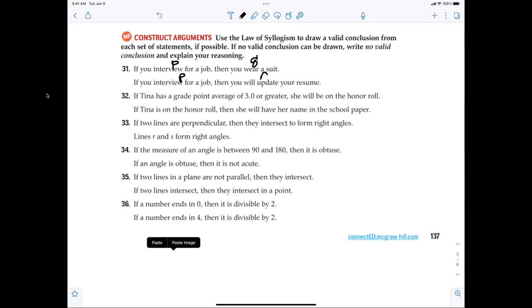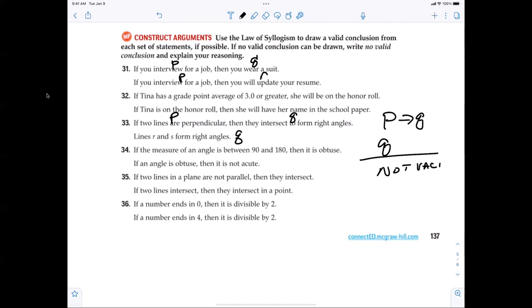All right, let's look at 33. If two lines are perpendicular, then they intersect to form right angles. That's P. Q. Lines R and S form right angles. That's Q, correct? So does that have to be true? Because it's if P, then Q, right? Then what? Q. So we would say not valid. Not valid.